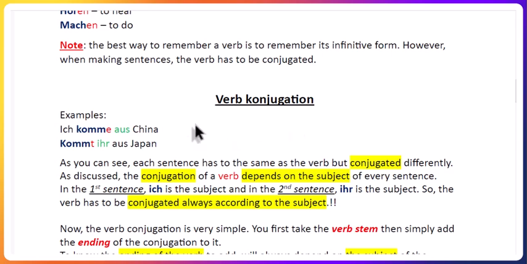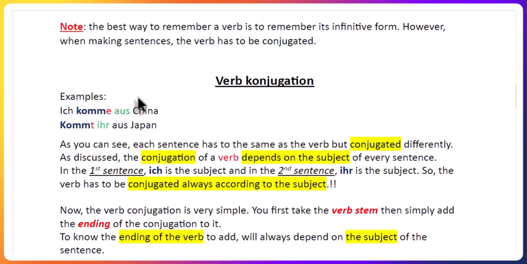Okay, examples. Here, this person is coming out of China. We say it in German, not English or American. And the second one here, kommt, he is coming out of Japan. English and American say Japan, but we say Japan. I have written it in the alphabet so that you people understand, but if you know, this is how it sounds in German.